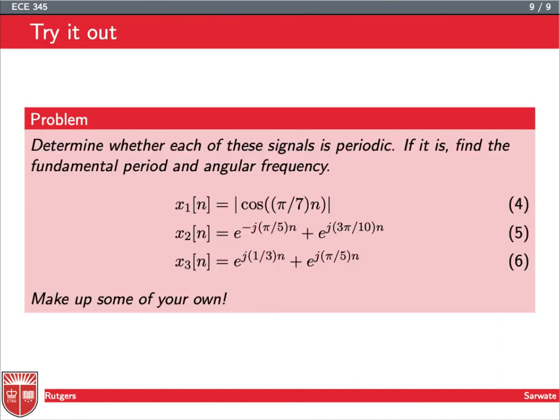To try it out for yourself, try these couple of examples, a rectified cosine and some sums of complex exponentials. Remember, through Euler's formula, these complex exponentials can be turned into sines and cosines. So you can apply that technique to get the same kind of answer that we got before.